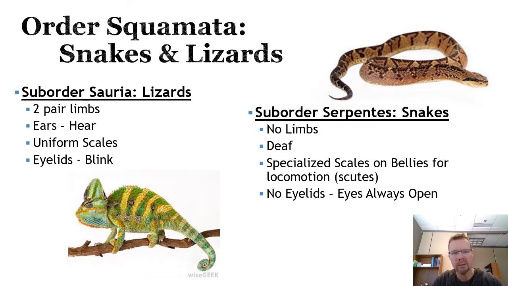Now, our lizards, a little more friendly, don't you think? Suborder Sauria. They have 2 pairs of limbs, so 4 legs. They have ears, they can hear. They have uniform scales throughout, unlike the snake that has a different scale on the underbelly. And they have eyelids. They blink. They're normal. They're friendly. Well, kind of friendly.